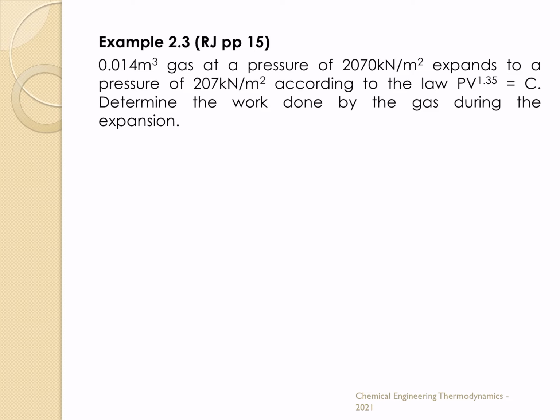Let's look at another example. 0.014 meter cube of gas at a pressure of 2070 kilonewton per meter squared expands, so it's an expansion too. That means the work done should be positive. To a new pressure of 207 kilonewton per meter squared, according to the law PV raised to power 1.35 equals C. Determine the work done by the gas during this expansion.